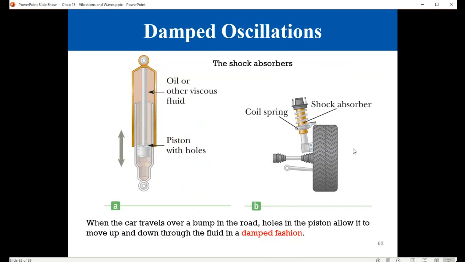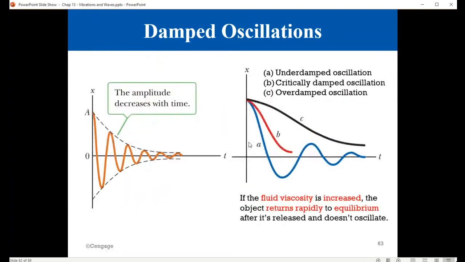One nice application is the damped oscillations. These are the shock absorbers that we have in our cars, so that we do not feel the tiny holes or the bumps on the road. The shock absorber takes care of that kind of problem. Simply, it makes the oscillation fade away. The amplitude goes down to 0.